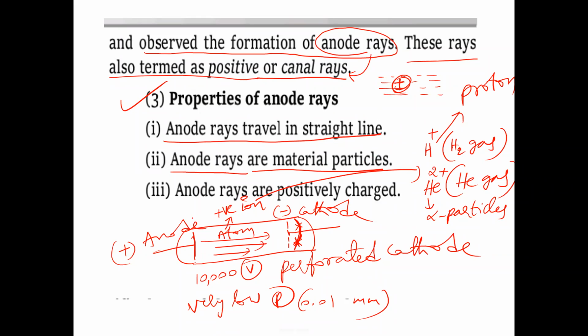Next, anode rays are positively charged. The particles of anode rays contain positive charge, because positive ions are produced here. When atoms lose electrons, the atoms convert into positive ions. These positive ions are present in anode rays. So anode rays contain particles with positive charge. Take a screenshot of this one.